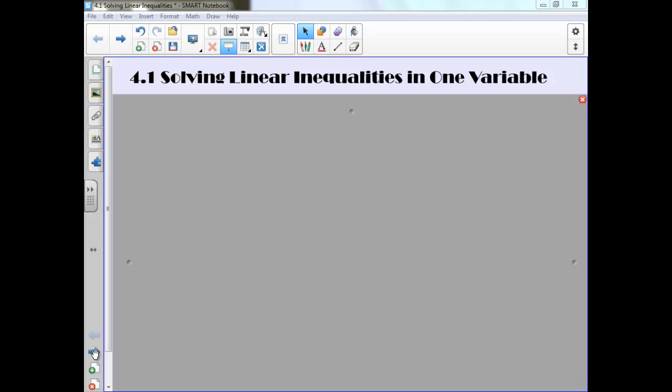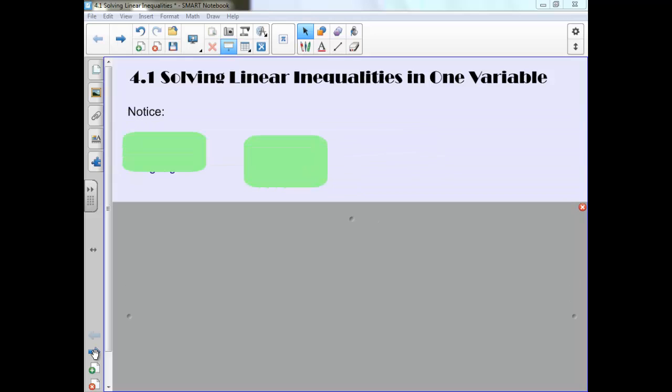Section 4.1, solving linear inequalities in one variable. So first thing, notice 3 is less than 7. That's a true statement, we all can agree on that. What about if we added something to both sides? For example, if we add 2 to both sides, we'll still get 5 is less than 9. Still a true statement.